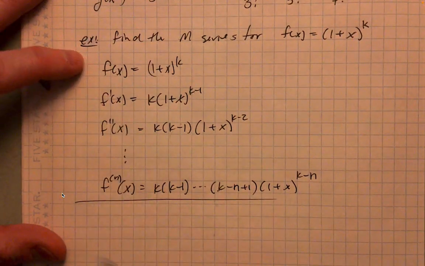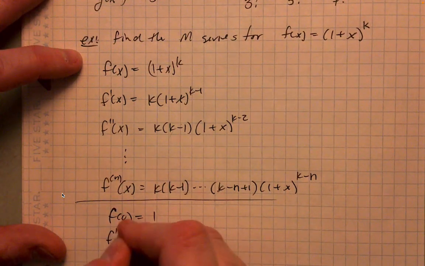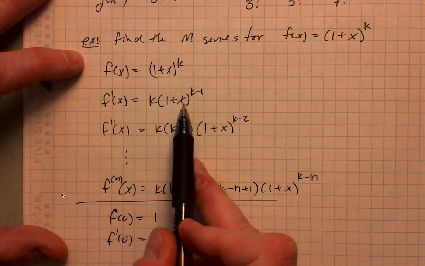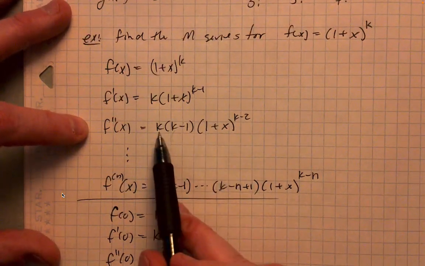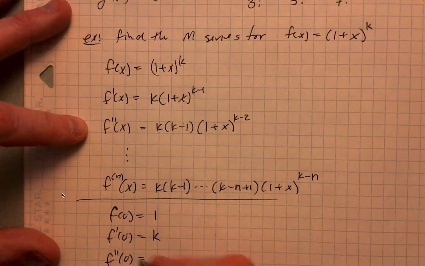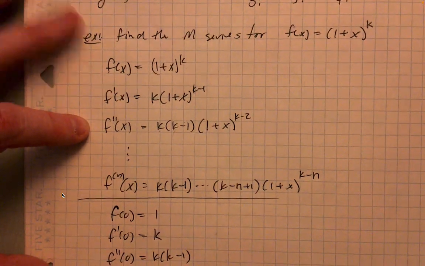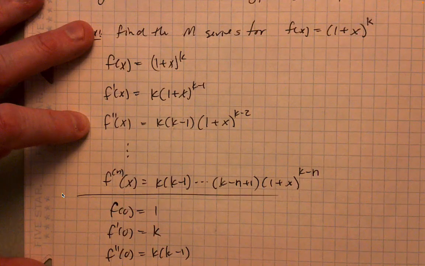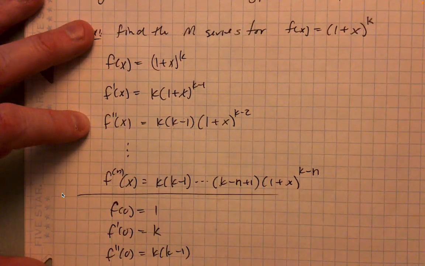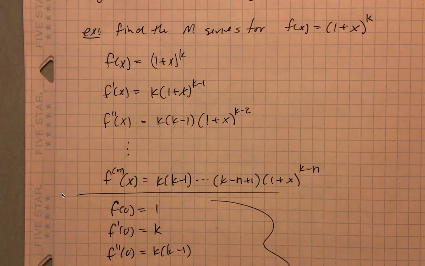What happens when I evaluate all of these at 0? F of 0 is 1. F prime of 0 is k, right? F double prime of 0 is going to be k times k minus 1, and then this is just 1. And f of n of 0 should be this whole string, so k, k minus 1, and so on, down to k minus n plus 1. Okay, so this is what we need to form the Taylor series, the Maclaurin series, sorry, centered at 0.